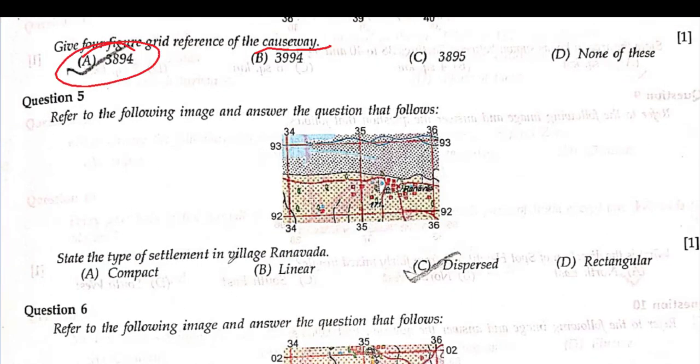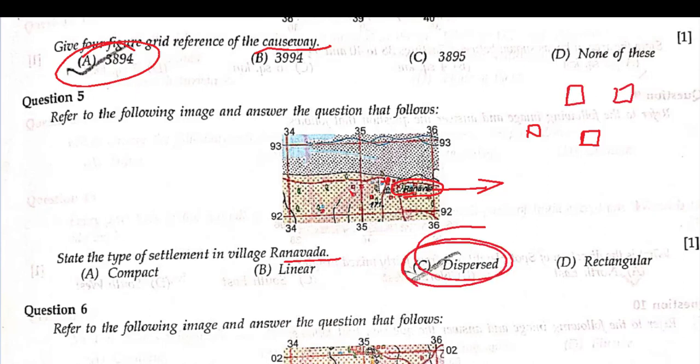Next question, state the type of settlement in village Ranavada. Here you can see the name Ranavada. What type of settlement can you see in this village? Here you can easily see that the squares are situated in a scattered way. If the settlements are situated scattered, then we can say it is a dispersed settlement. So the correct answer is dispersed settlement.